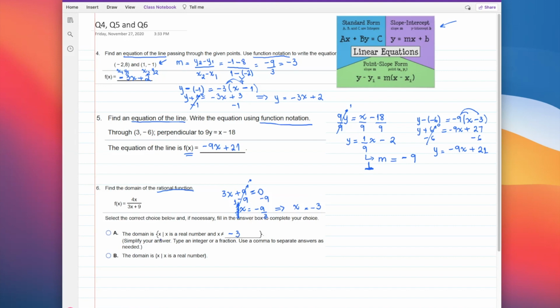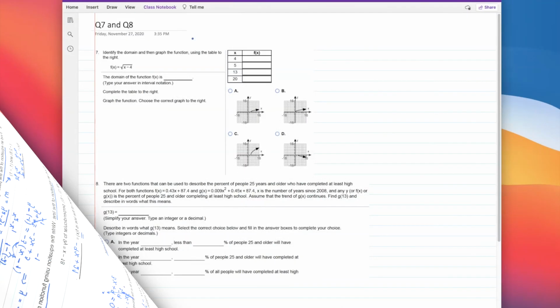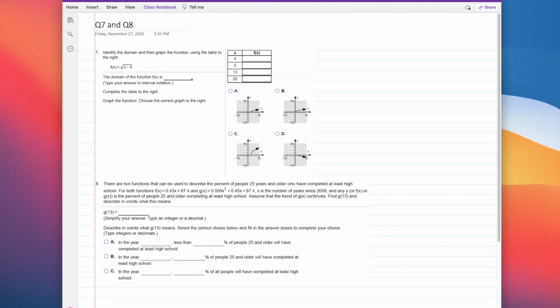So my domain is the variables that I can use as input for this function. It can be any real number except -3. It's any x such that x is a real number and x is different from -3. So this is a restriction on the domain of a rational function. Questions 7 and 8 conclude the topic for module 1.